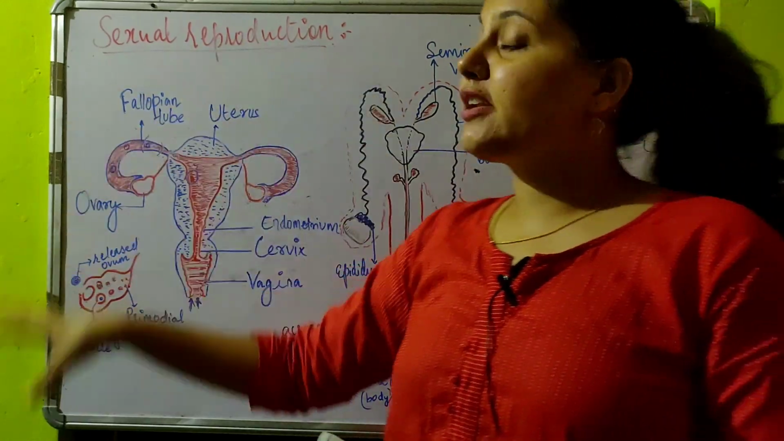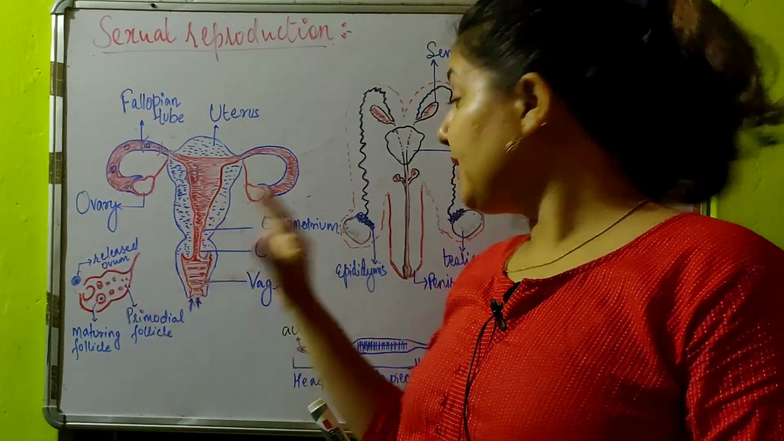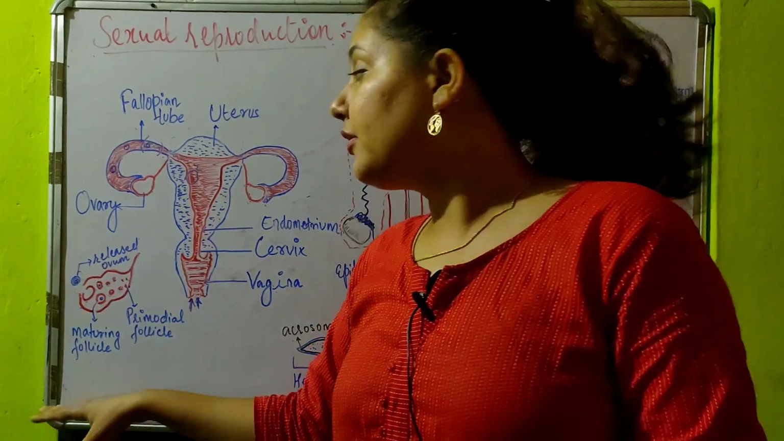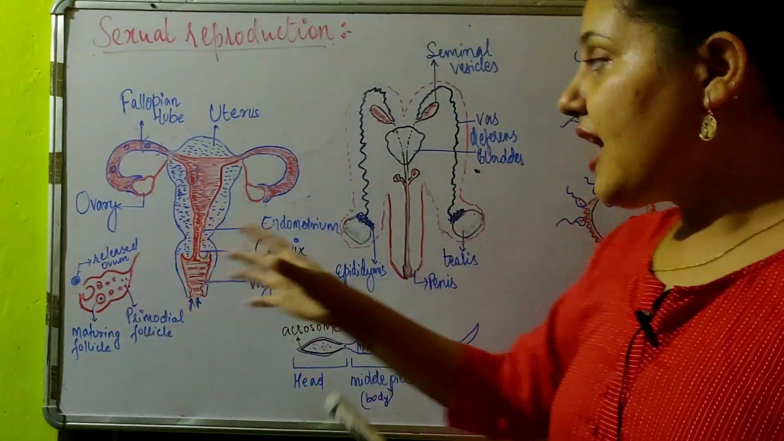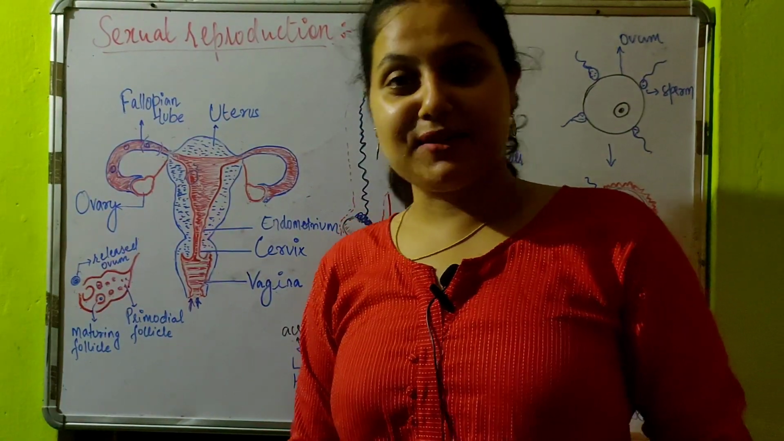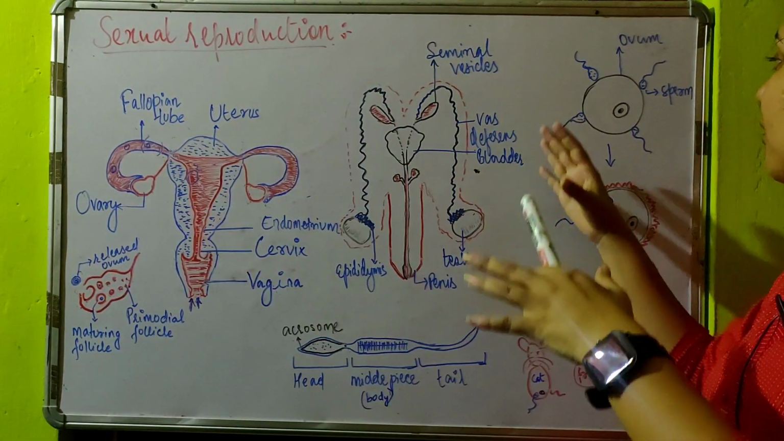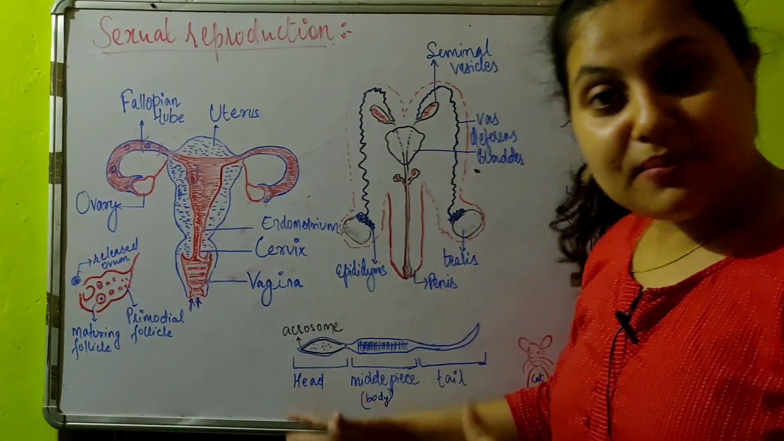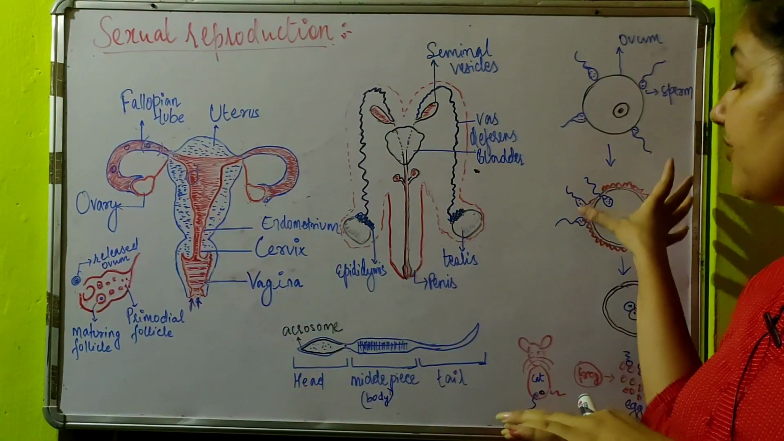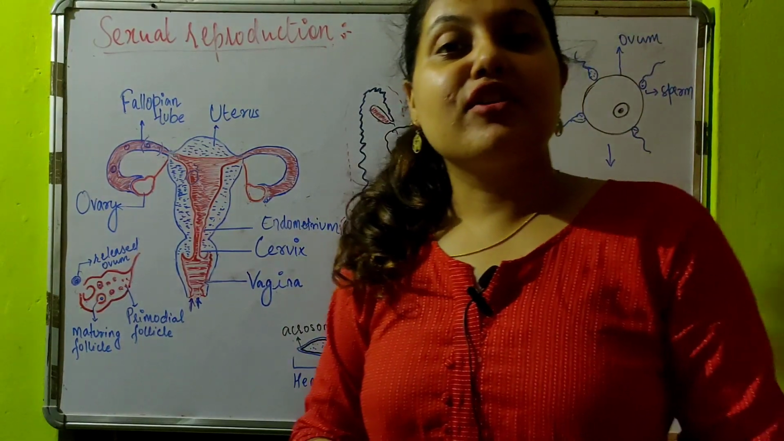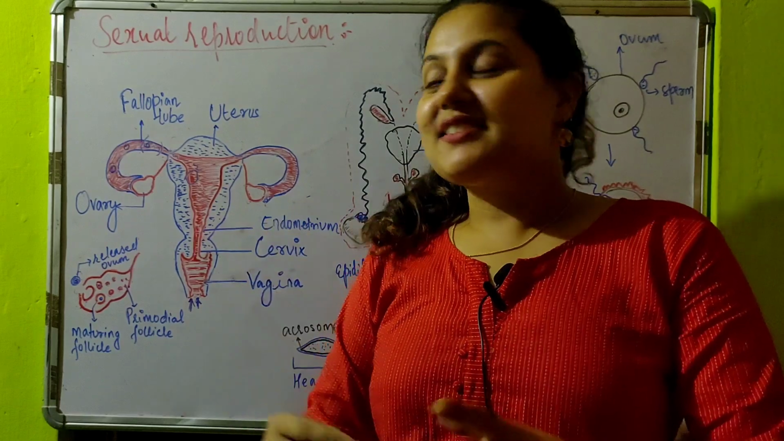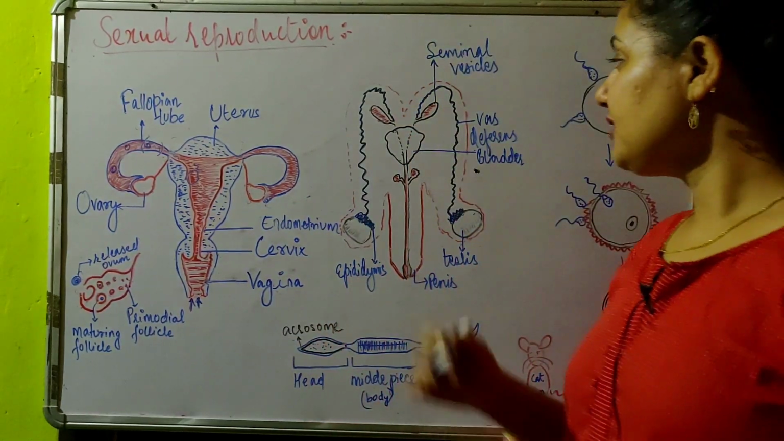We'll first be learning about the male reproductive system, and after that we'll deal with the female reproductive system. After knowing the whole structure and working of the male and female reproductive systems, we will move forward to the structure of the sperm. Then we will also be studying fertilization, and two types of fertilization. All right, so let us start the topic.